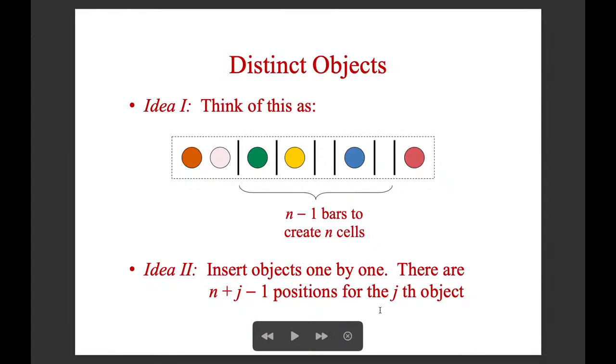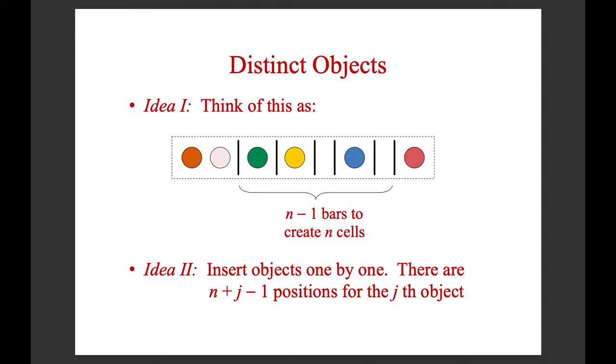The other way to see this is to start with empty boxes everywhere. So we have just n minus 1 bars at the beginning, and then we insert the balls one by one. For the first ball, because there are n minus 1 bars there, there are n positions where it can be placed. For the second ball, it can have n plus 1 positions where it can be placed, and so on. In that case, the total is the product of these, (n)(n plus 1)...(n plus r minus 1).